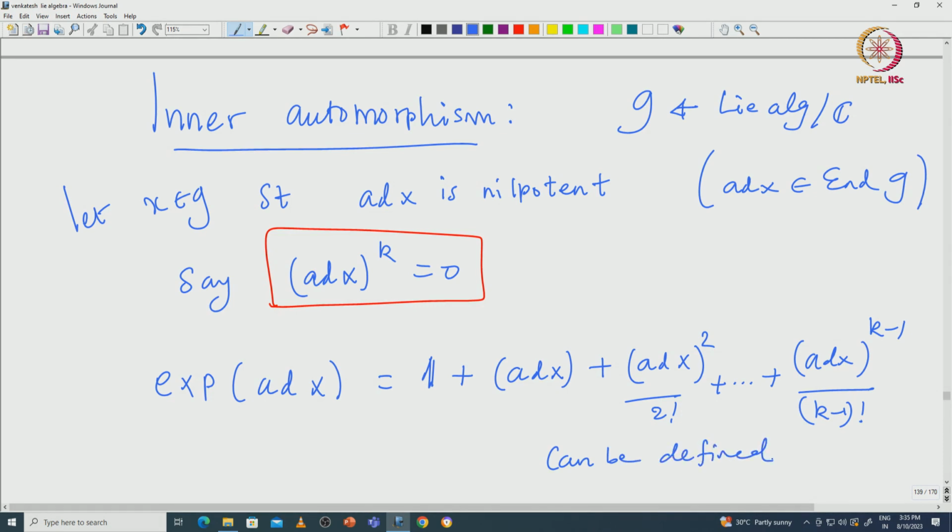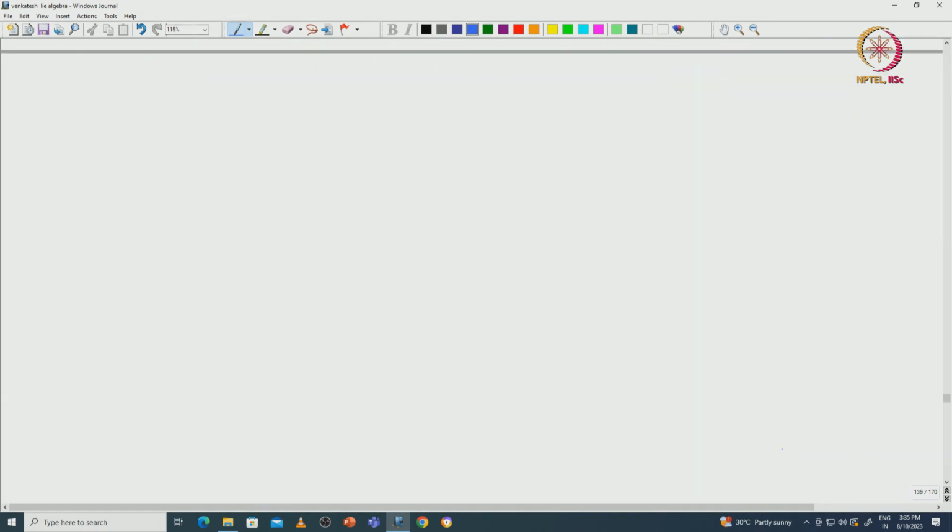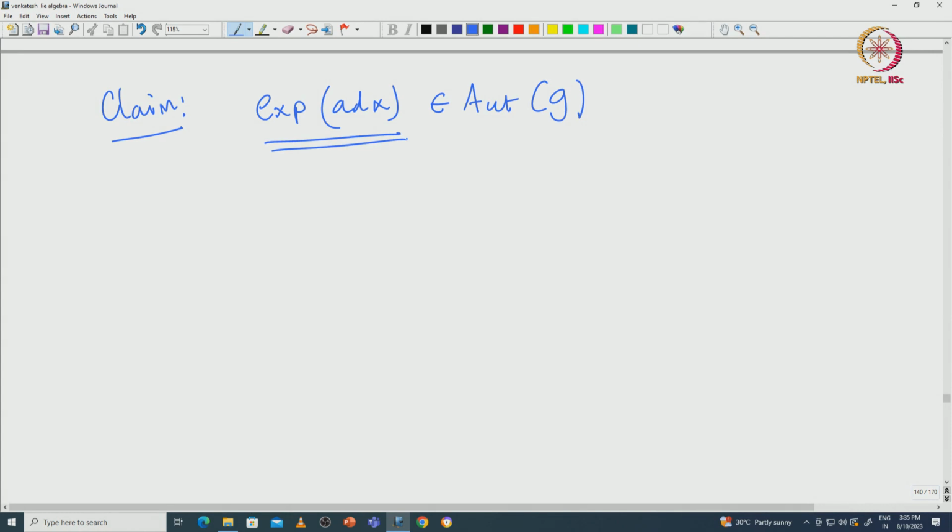Okay. So, we claim this is indeed an automorphism. This is the claim that we are going to make. Our claim is that exponential of ad x is indeed an automorphism of G, which will be called an inner automorphism. Indeed, we take a subgroup generated by this kind of elements, and all those elements in that subgroup will be called inner automorphisms.